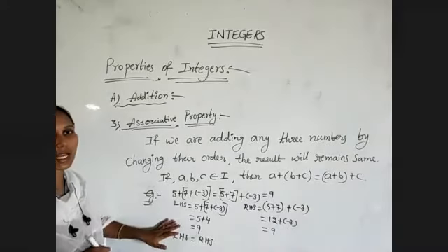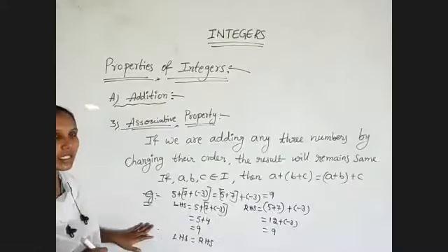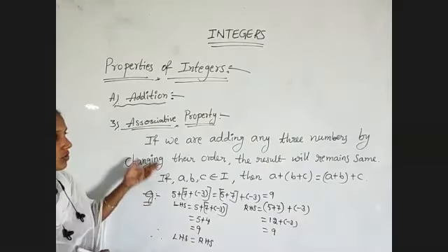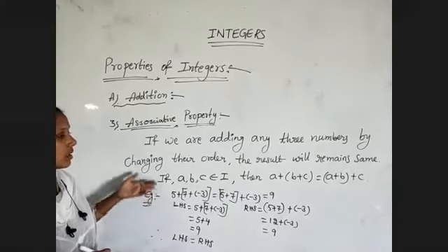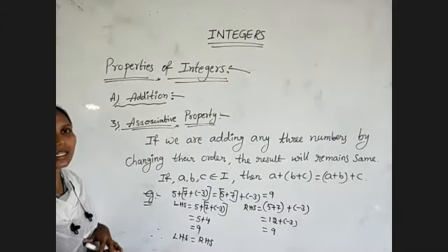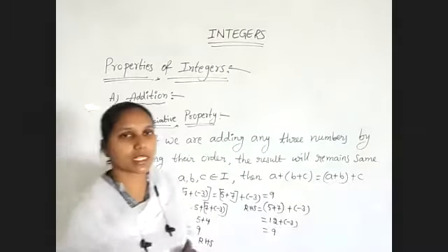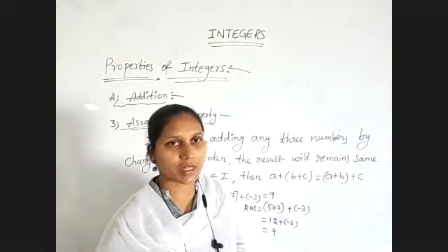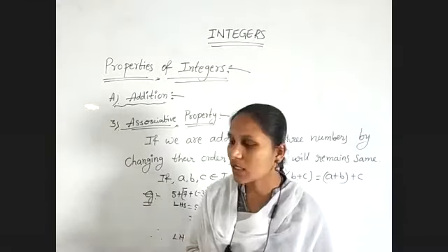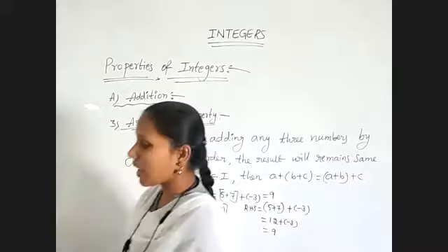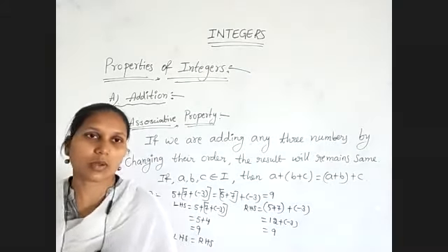If in the question they are asking, we need to check whether the associative property is possible or not. We need to check. So these are the different types of properties according to addition. First property was closure property. Second property is commutative property. Third property was associative property. And next one more property is additive identity. So I'll give you examples. Now you understand very well.